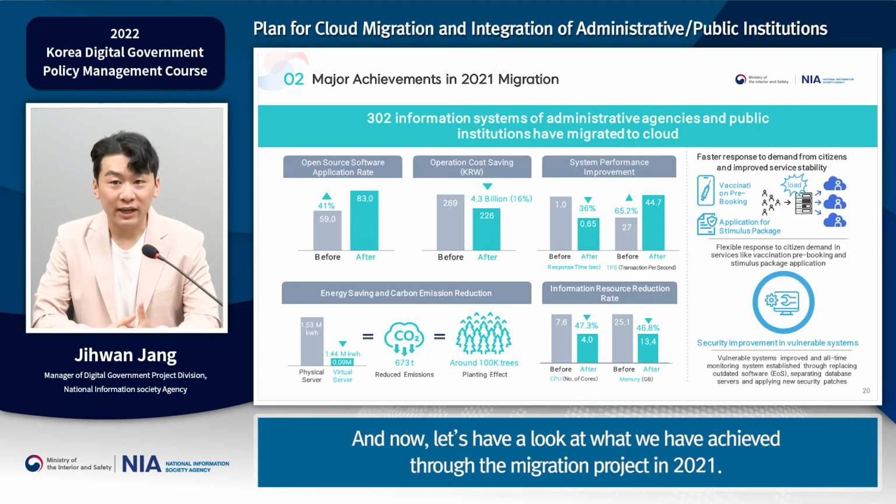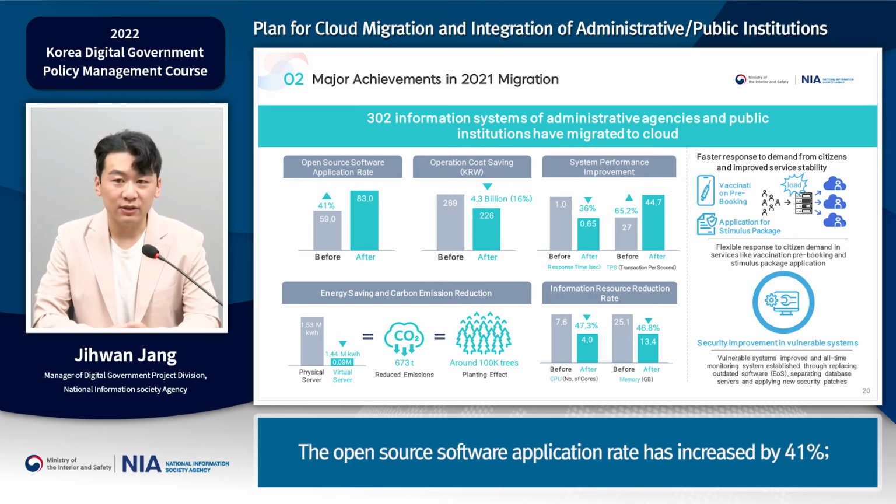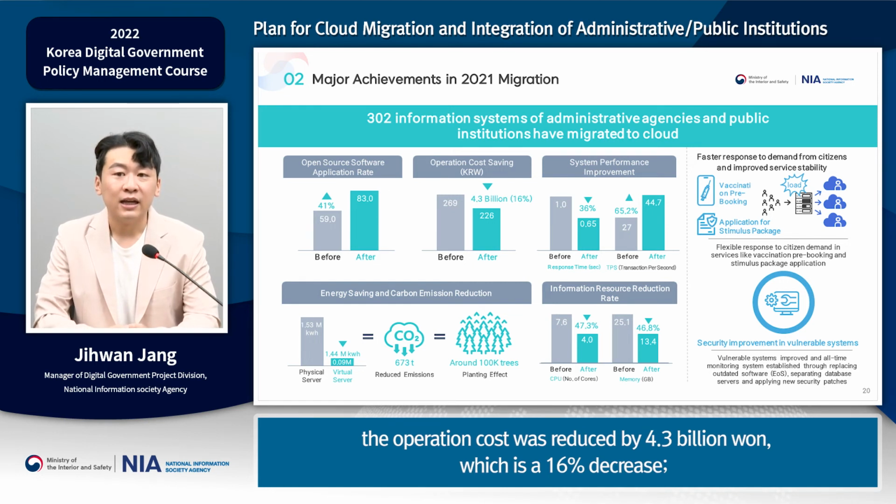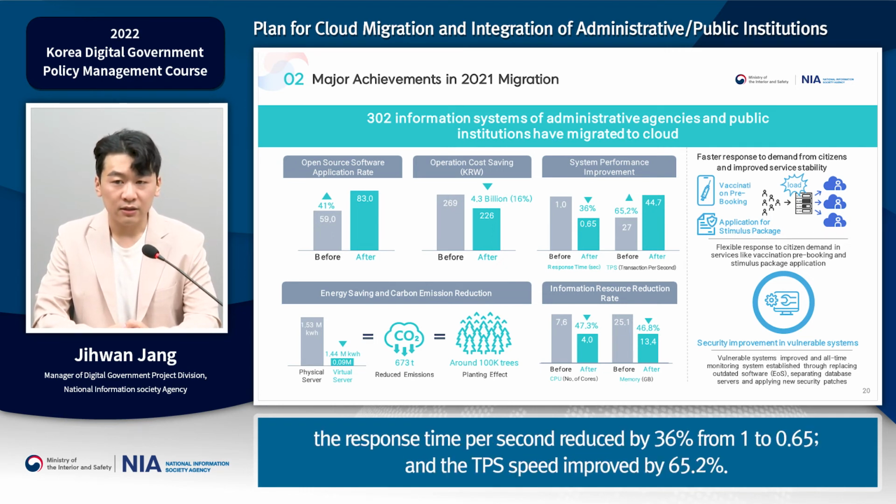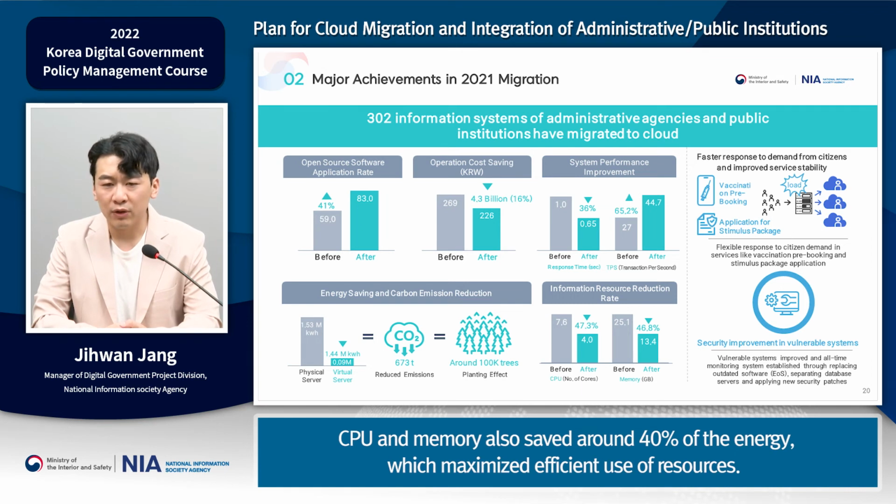And now, let's have a look at what we have achieved through the migration project in 2021. The open source software application rate has increased by 41%. The operation cost was reduced by 4.3 billion won, which is a 16% decrease. Regarding the system performance, the response time per second reduced by 36% from 1 to 0.65, and the TPS speed improved by 65.2%. CPU and memory also saved around 40% of the energy, which maximized efficient use of resources.